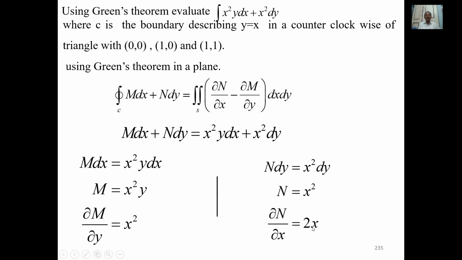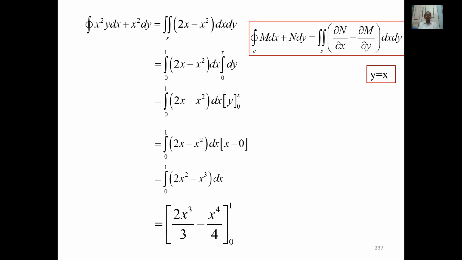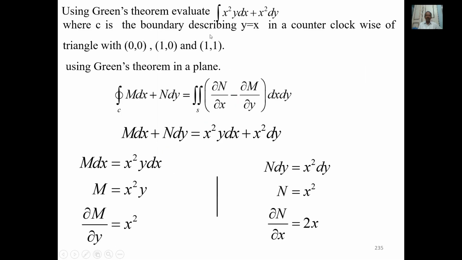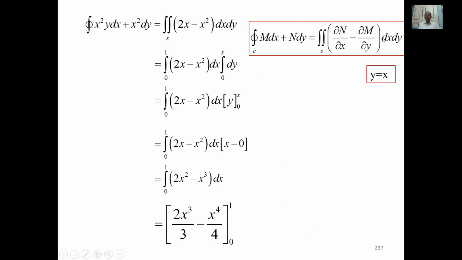Now we can substitute. We have to evaluate x squared y dx plus x squared dy, and here dM by dy is nothing but x squared, and dN by dx is nothing but 2x. So we have the double integral of 2x minus x squared dx dy, and of course the limits will be 0 to 1 for x and for y.